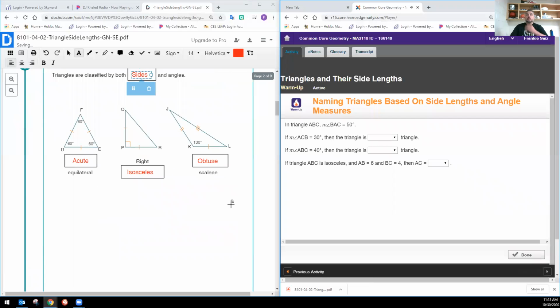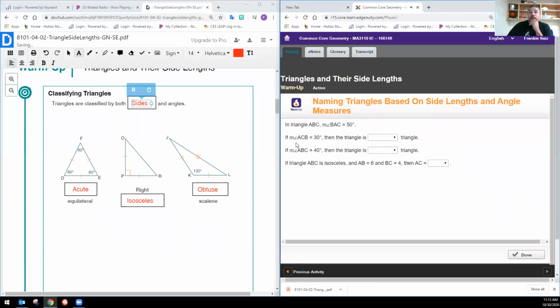Determine which type of triangle is described under each set of conditions. Okay, so in triangle ABC, the measure of angle BAC is equal to 50 degrees. If the measure of angle ACB is 30, then that's 30 and 50. So this will be an obtuse triangle. If I add these two together, that's 80, so that's 100 for the third angle. That means it's more than 90 degrees, which makes it obtuse.